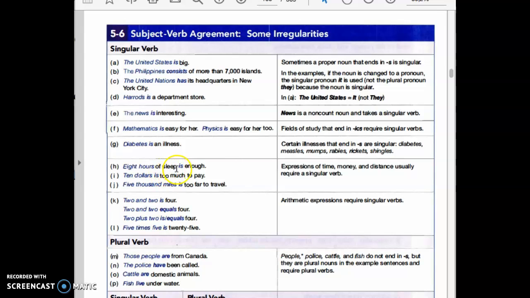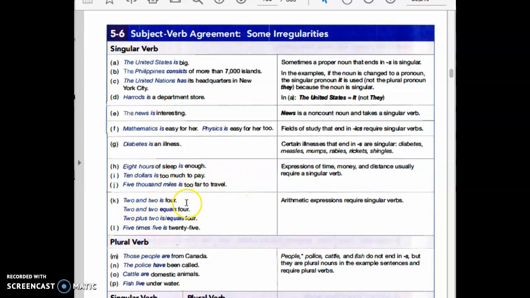Eight hours of sleep. So the most important part here is, we're talking about what? The sleep. So it doesn't matter if it's just 1 hour of sleep or 20 hours of sleep, is enough. It's going to be singular. So expressions of time, money, and distance usually require a singular verb. $10 is, okay, $10 is too much to pay. 5,000 miles is too far to travel. So expressions of time, money, and distance.